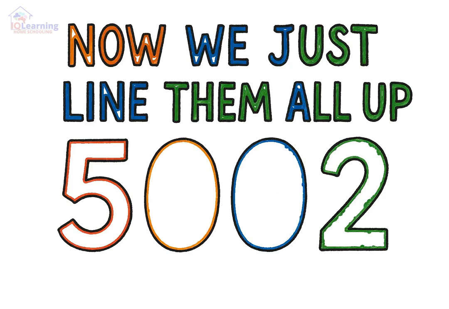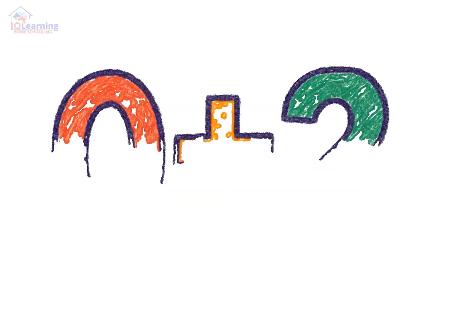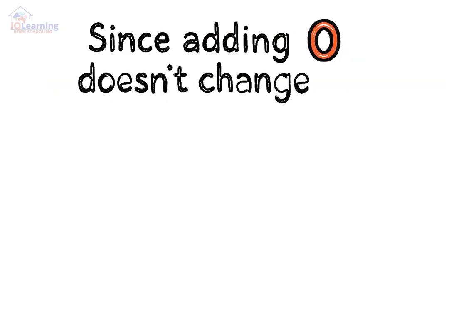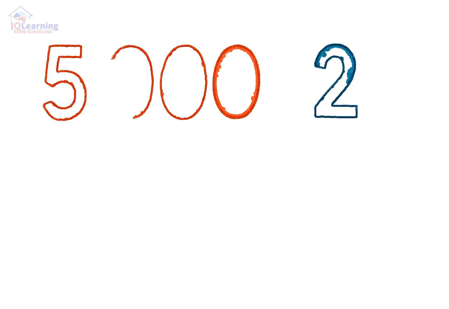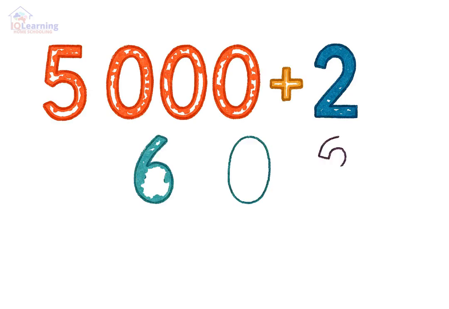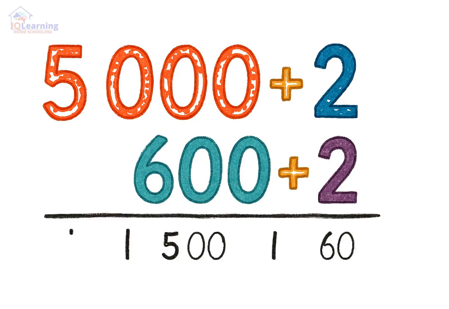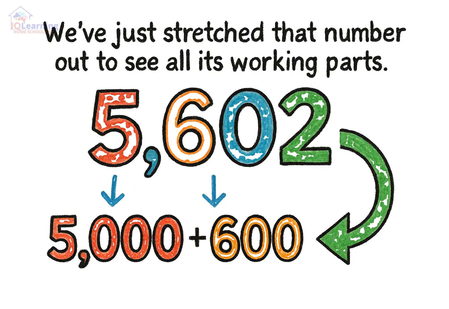Now we just line them all up. 5,000 plus 600 plus 0 plus 2. And here's a pro tip. Since adding 0 doesn't change anything, we usually just leave it out. So the clean, expanded form of 5,602 is simply 5,000 plus 600 plus 2. We've just stretched that number out to see all its working parts.